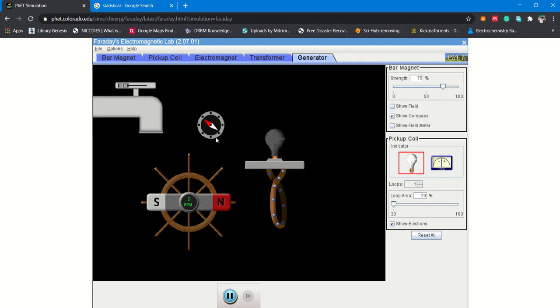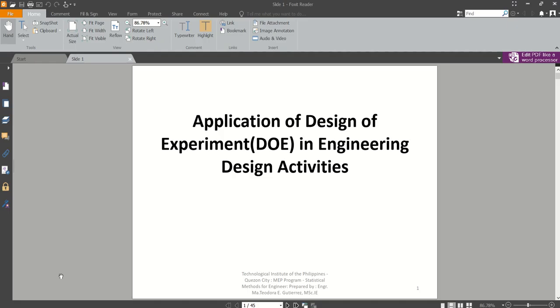For my engineering mechanics classes, we're going to use PhET heavily, beginning next week on cluster 3. So we will try to use statistics on it. But before that, let's have an overview first about design of experiment.